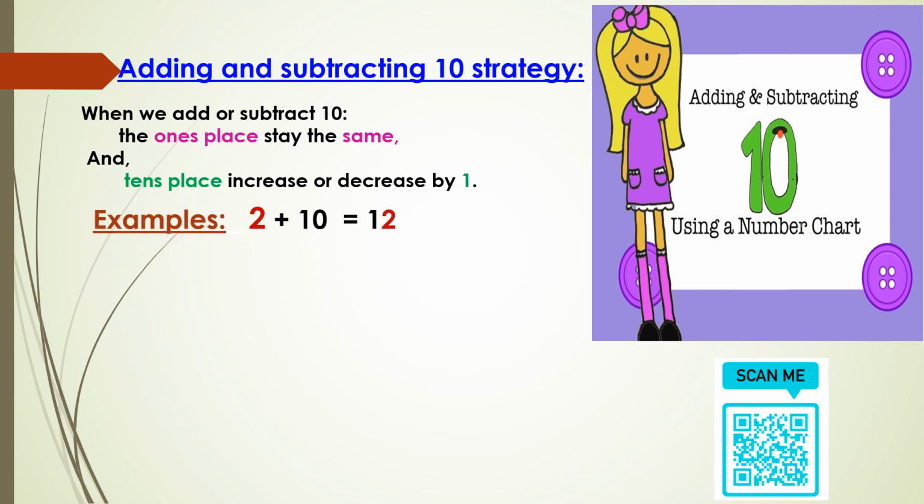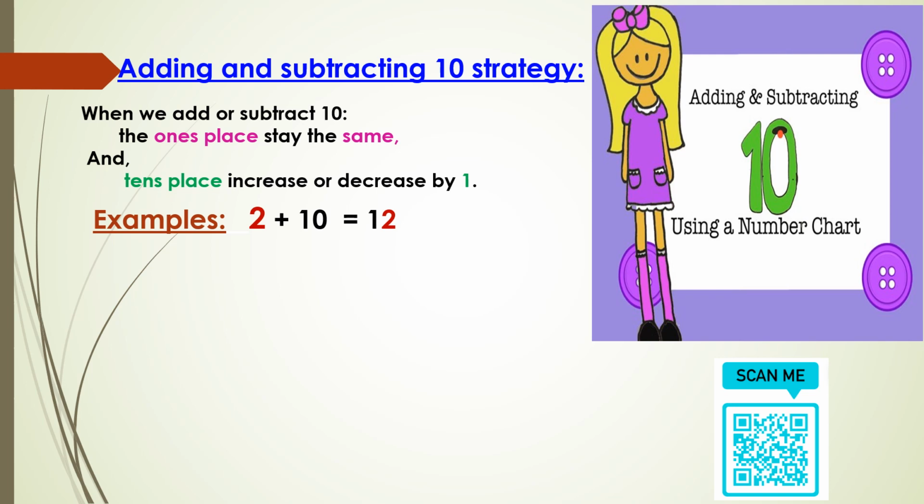The first example, 2 plus 10. Here we can apply the adding or subtracting 10 strategy because we have plus 10 here. Okay, so look carefully at 2. The place of 2 is ones, so we will write 2 as it is with no changes. Okay, and look at the tens place. There is nothing in the tens place. There is an invisible 0. So 0 plus 1 because it's addition. 0 plus 1 equals 1. So 2 plus 10 equals 12.